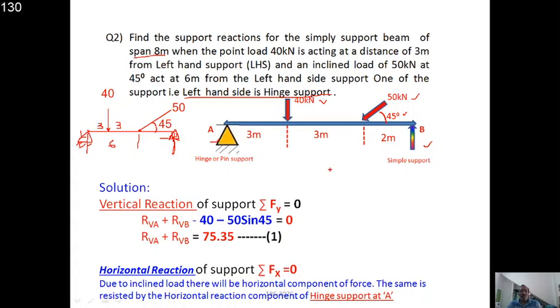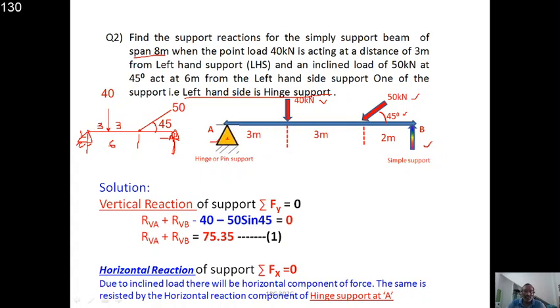So a similar procedure, the calculation will be the same. Consider sigma Fy, sigma Fx, sigma Mz. In this particular problem, because it has an inclined load, it resolves into two components. Therefore you will get the horizontal component, that means the parallel force. So sigma Fx is also to be considered to solve the support reactions. So first identify the support reactions.